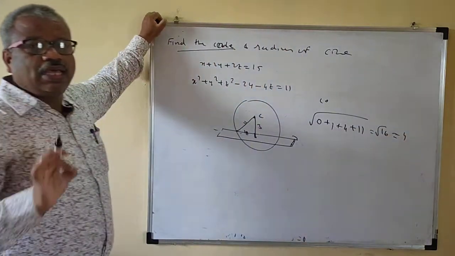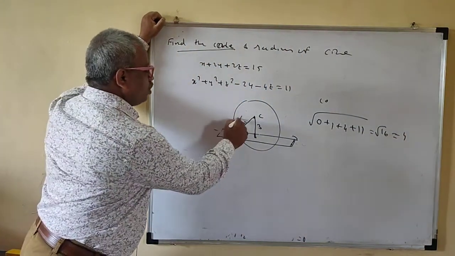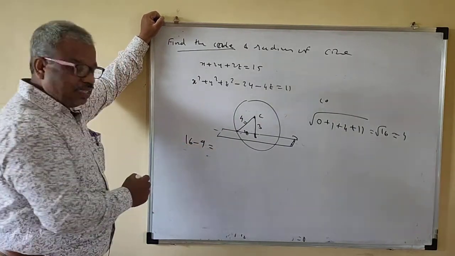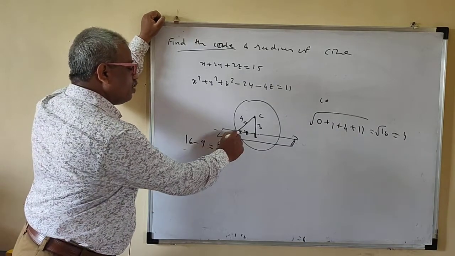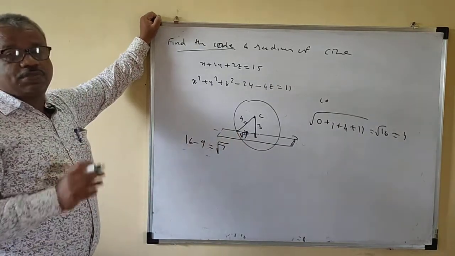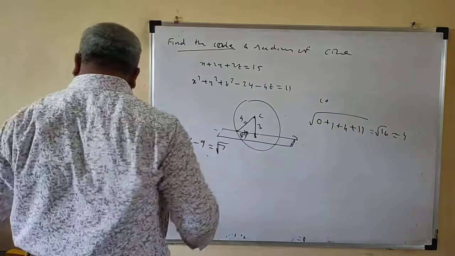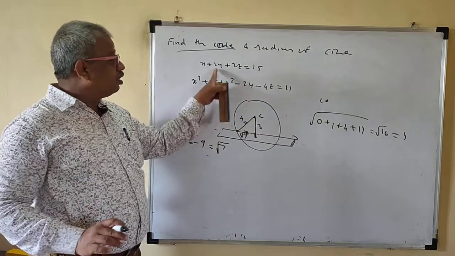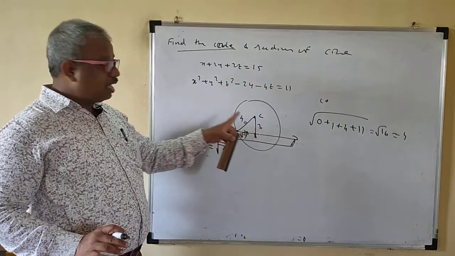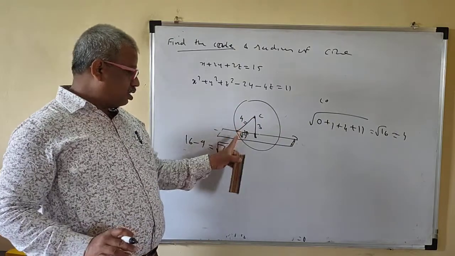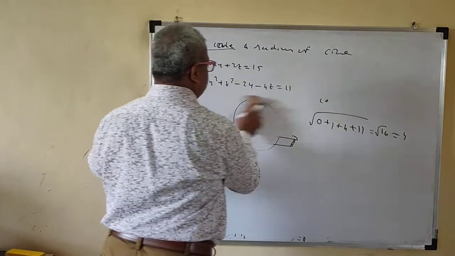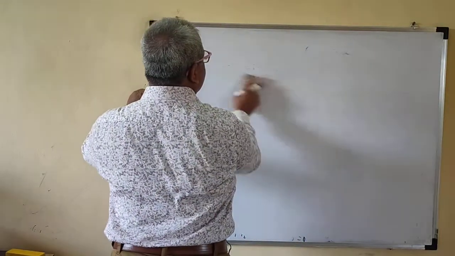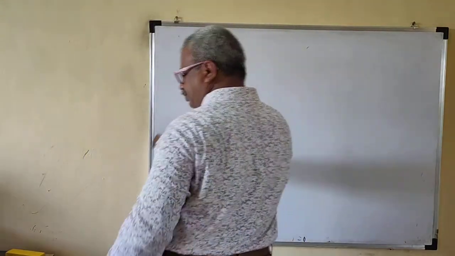You have to find only the radius of the sphere, which is 4, and apply the Pythagoras theorem. So 16 minus 9 is 7, so root 7 is the radius of the circle. Note that this 3 is provided to you, the perpendicular distance of the center from the plane. The perpendicular distance is the complicated part, and they have provided it.